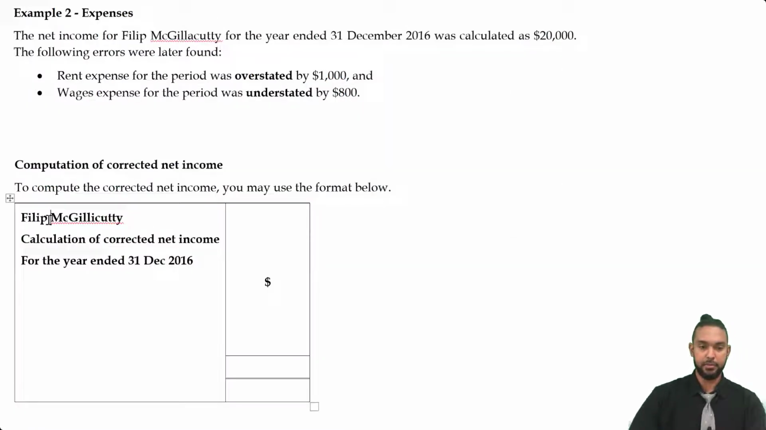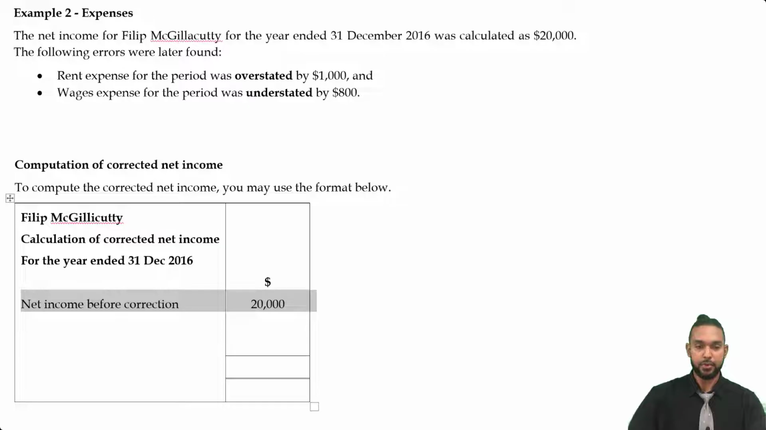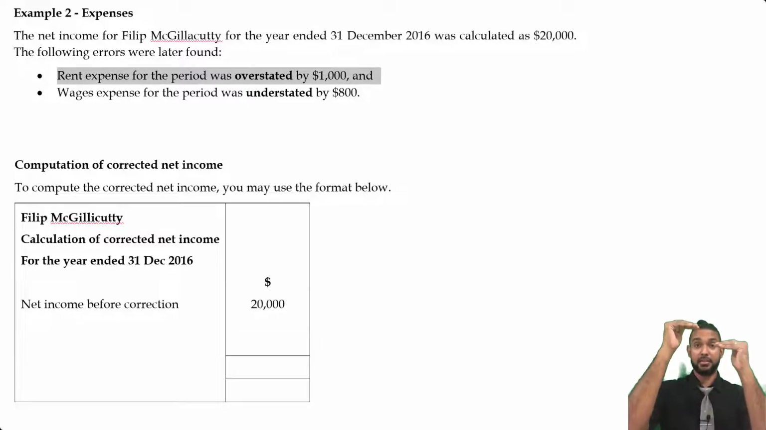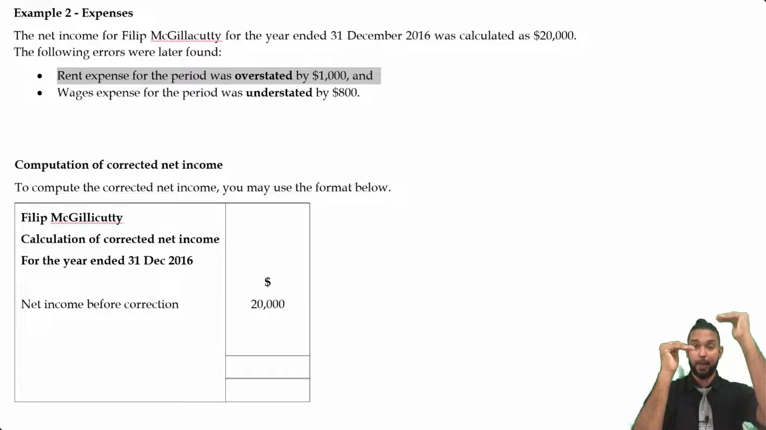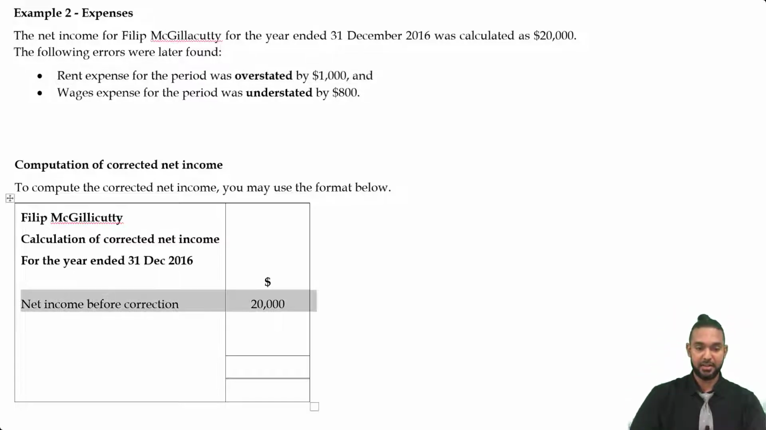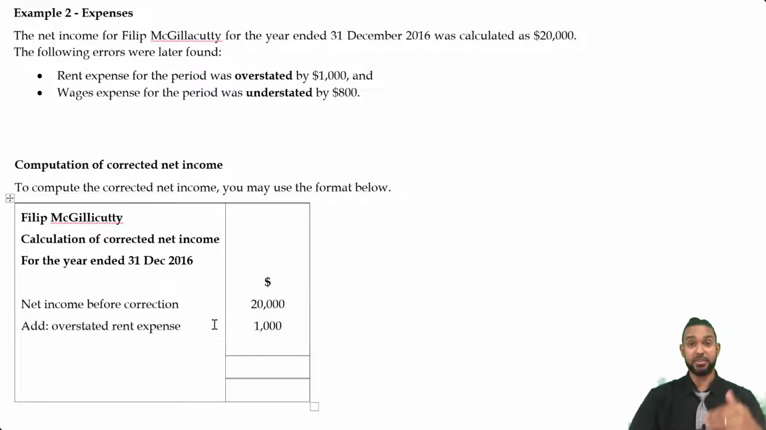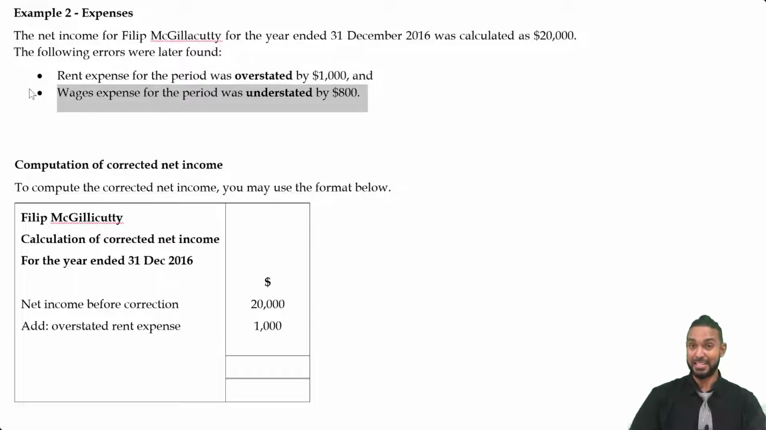Okay, so again, I headed it up properly in the example. Okay, so let's start with the 20,000 for the net income before corrections. Right, so rent expense was overstated. That means it was too high. To fix that, we have to bring it down. When expenses come down, profit goes up. So we're going to have to add the overstated amount of the rent expense in the process of correcting net income.